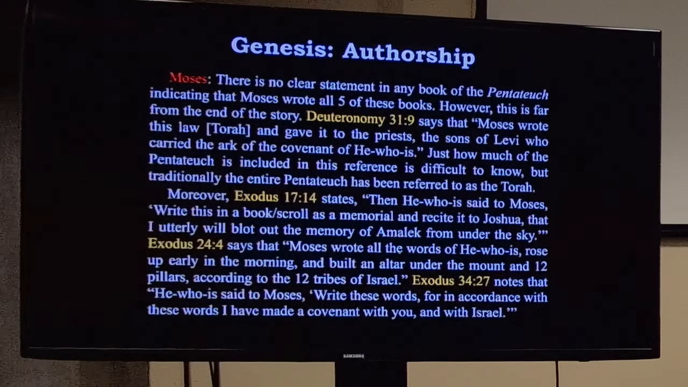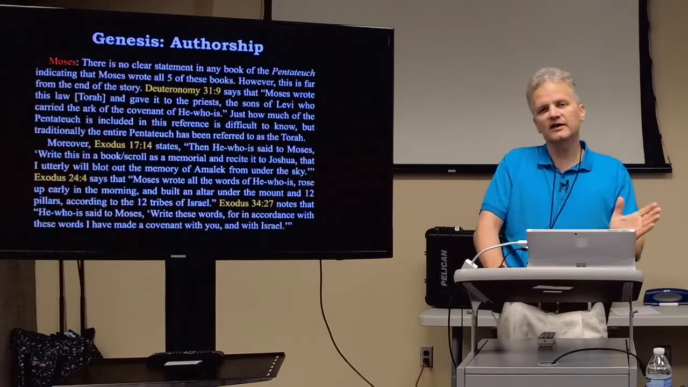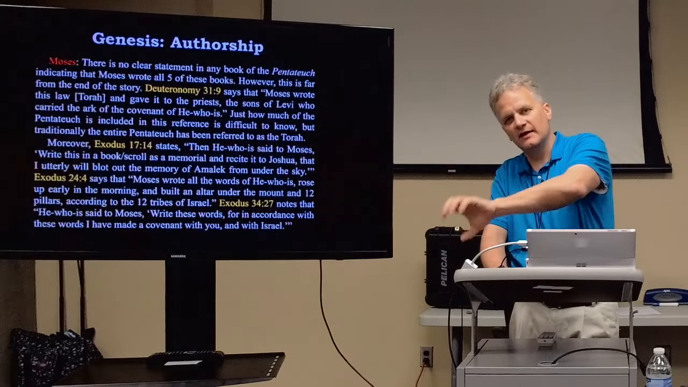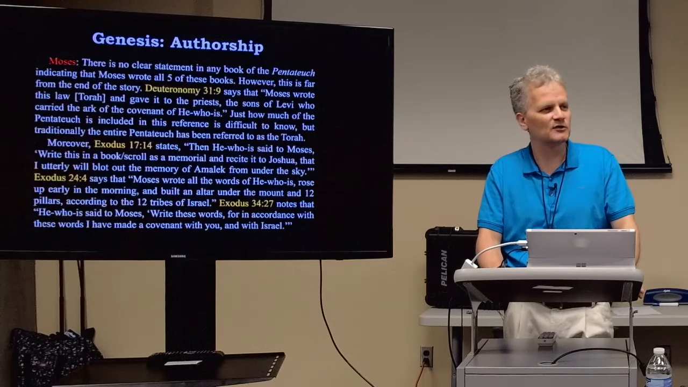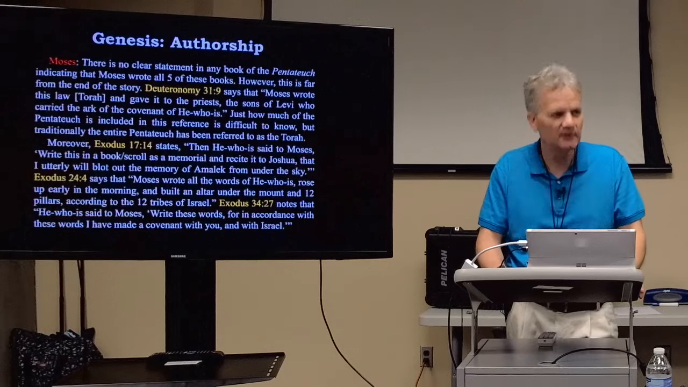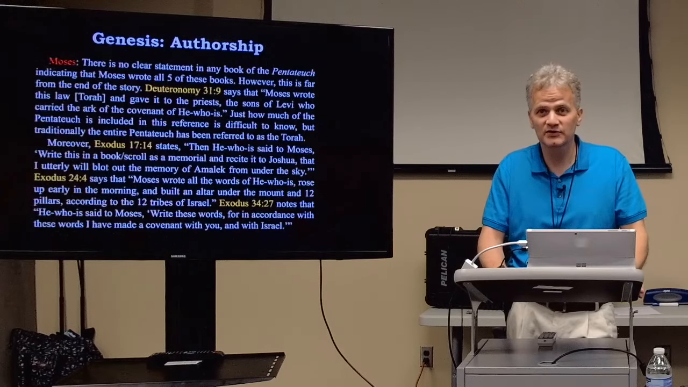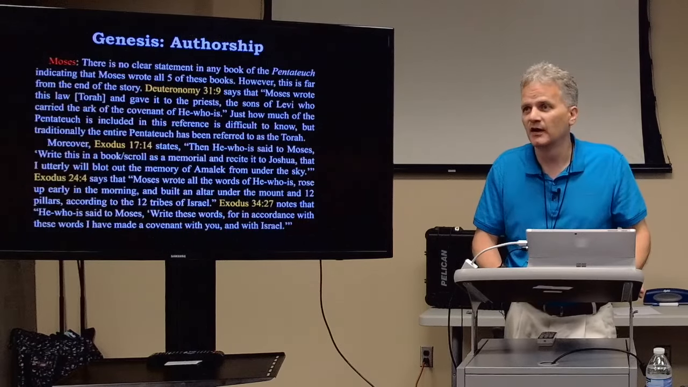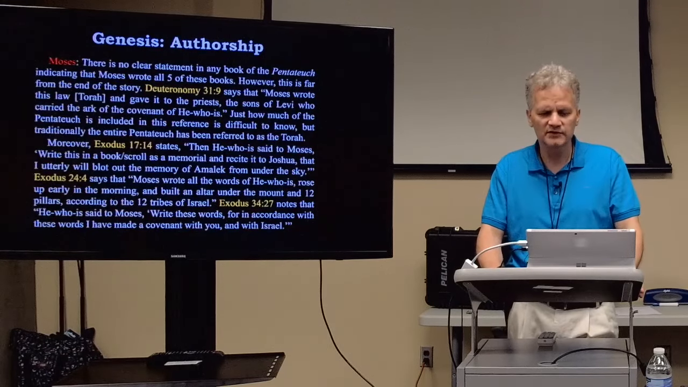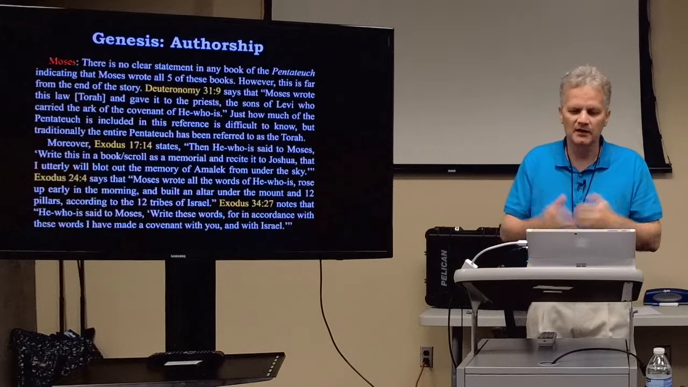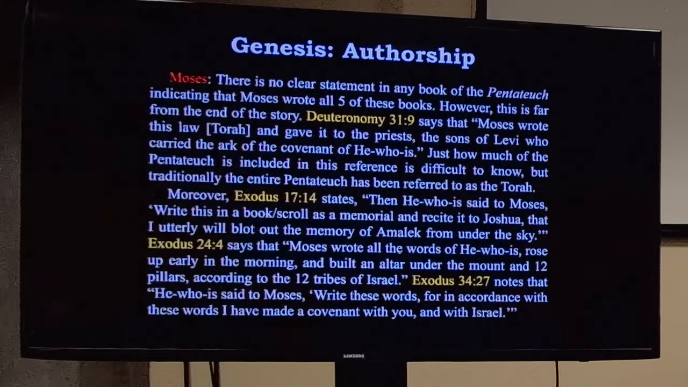So we have to infer from statements both within the Pentateuch itself and in other scriptures that attest to Moses being the author. I understand that in scholarly circles today it's not so popular to hold to the belief that Moses is the author of the book of Genesis and the rest of the Pentateuch, but I think there's enough reason for us to maintain that view, and there's definitely not any tangible reason for us to abandon that.